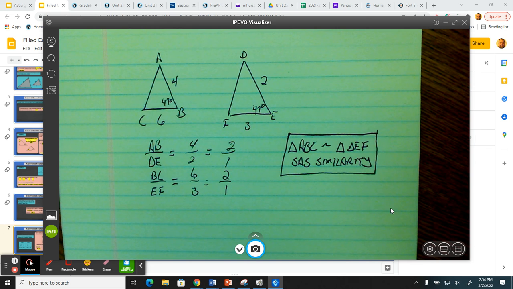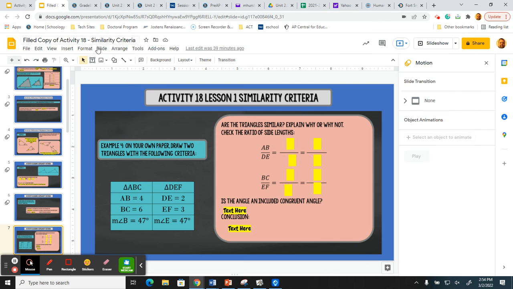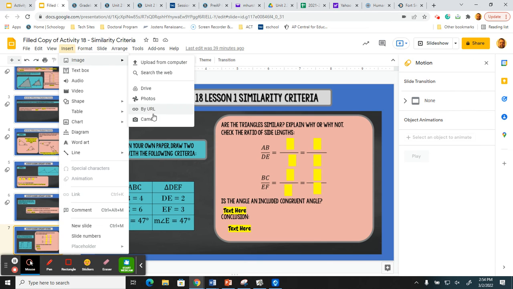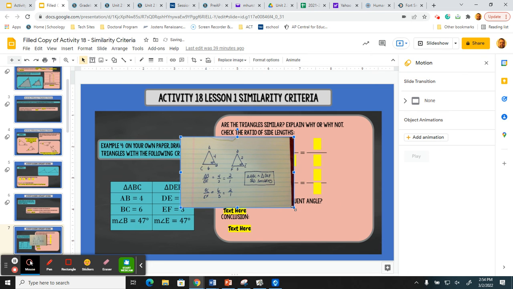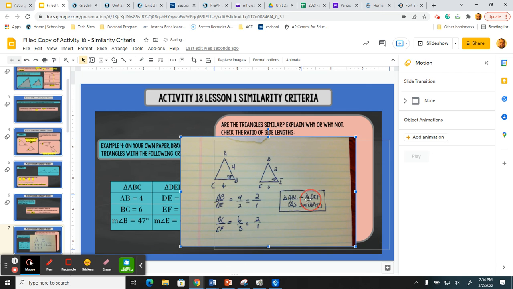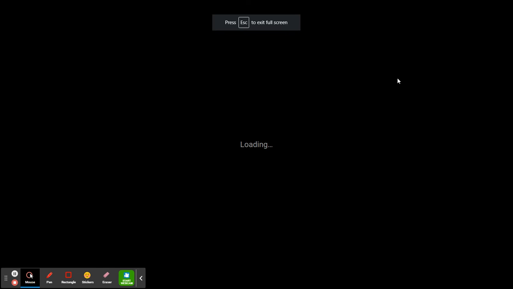This is the answer. This is the conclusion that you're looking for. So what I would do is on my notes, instead of filling all that out, I would just take a copy of that picture. That way it's done.